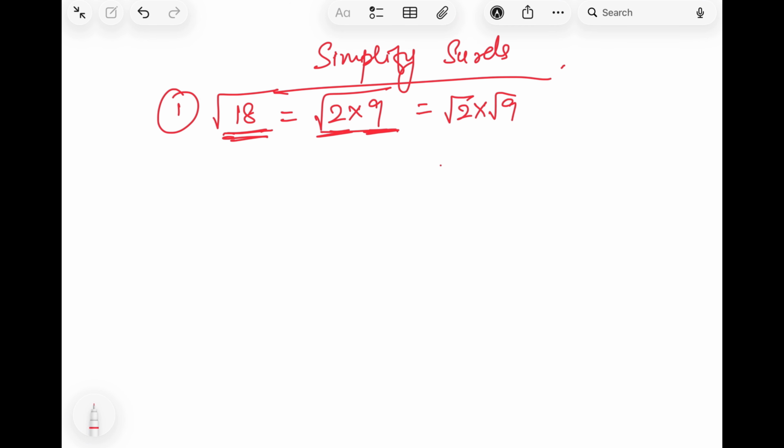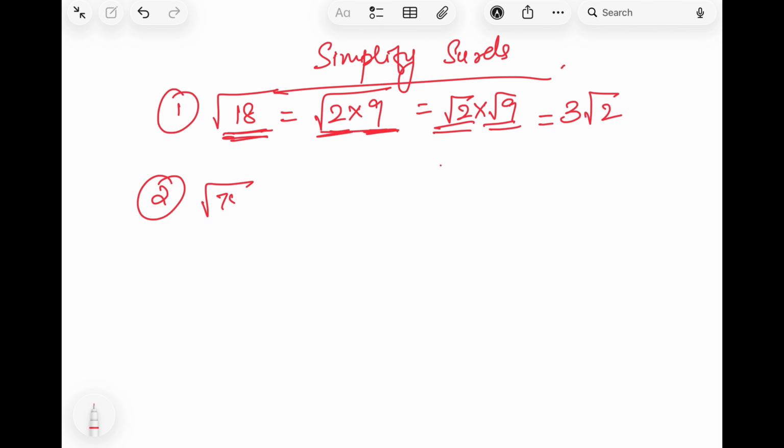So I am writing root 2 into root 9. The root of 9 is possible because it's not a surd, it's a perfect square number. So what is the square root of 9? It's 3. So I'll write 3 as it is and root 2 will remain as it is because the root of 2 is not possible. Now let's take up the second example.